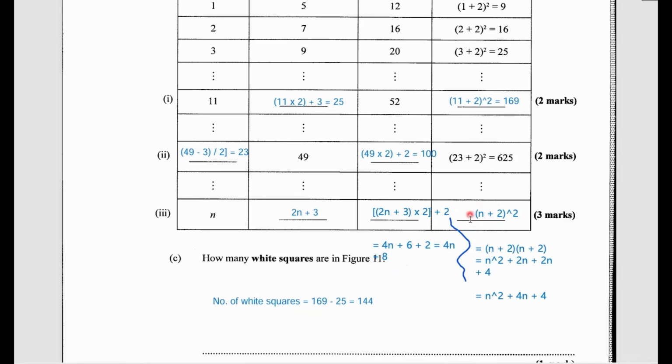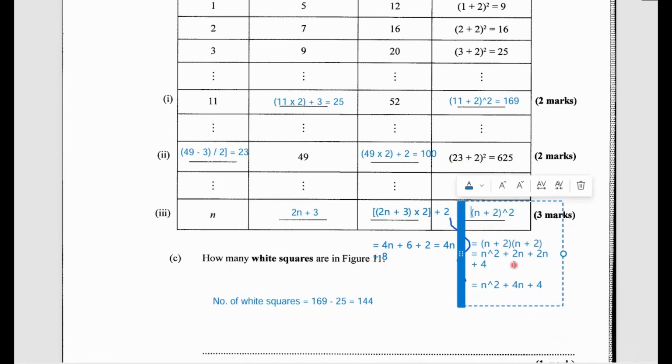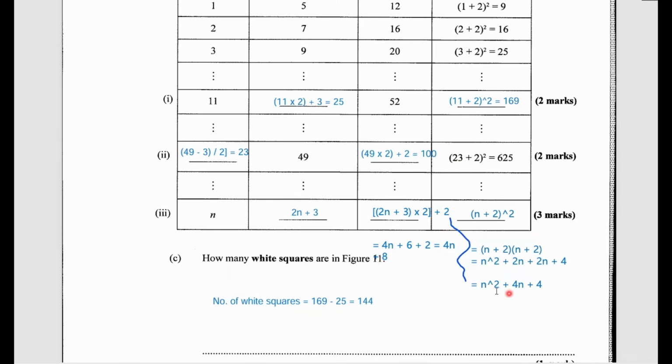With this side, you realize it's n add 2, all squared, right? We observed it from here. And what's n plus 2 all squared? It's n plus 2 times n plus 2. N by n is n squared. N by 2 is 2n. 2 by n is 2n. And 2 by 2 is 4. So we will get n squared add 4n add 4.